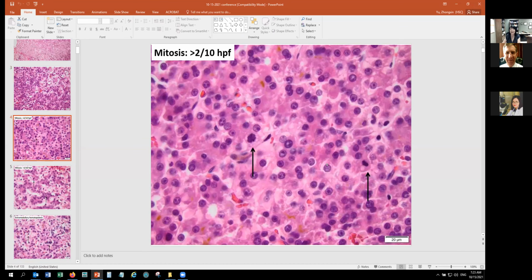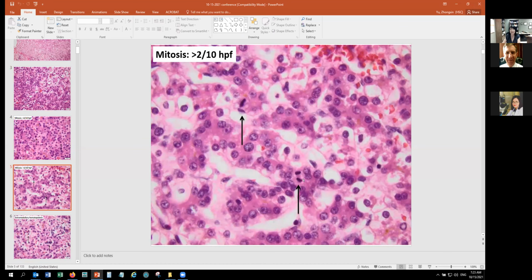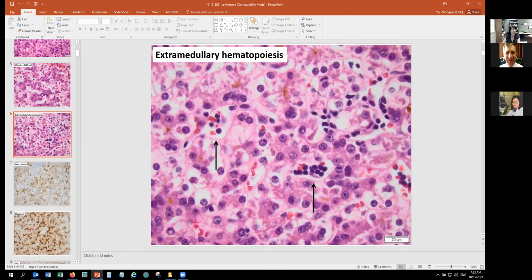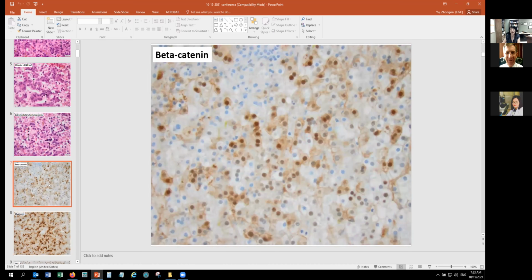Mitosis, we can see here, mitosis more than 2 per 10 high power field. And you also have the extramedullary hematopoiesis. The morphology cells are very uniform with no dysmorphic features, and the tumor has no necrosis.